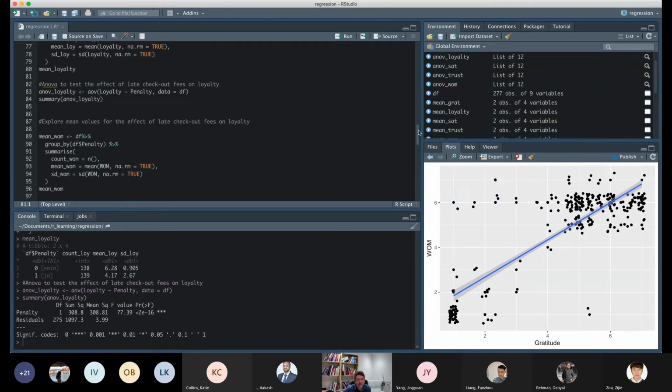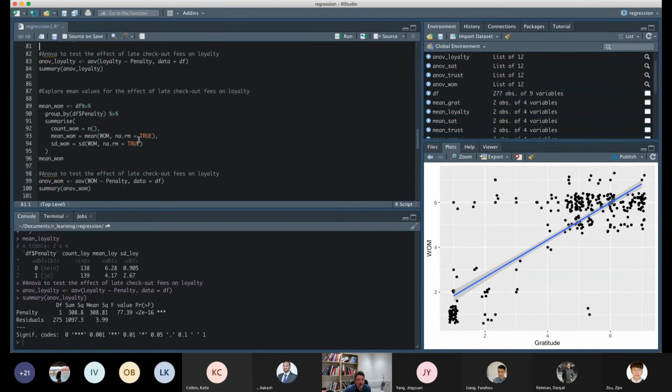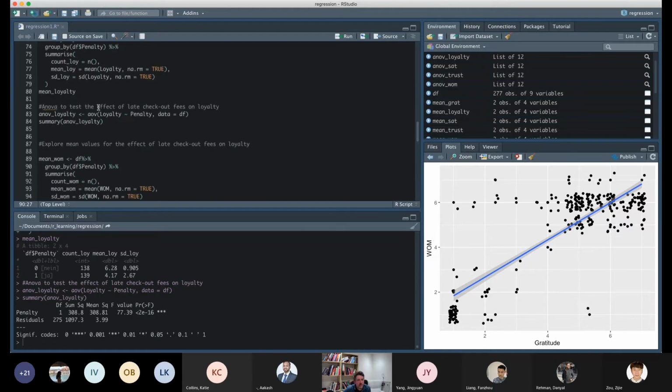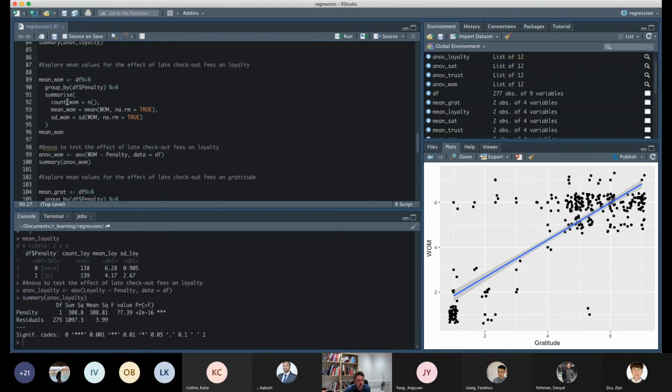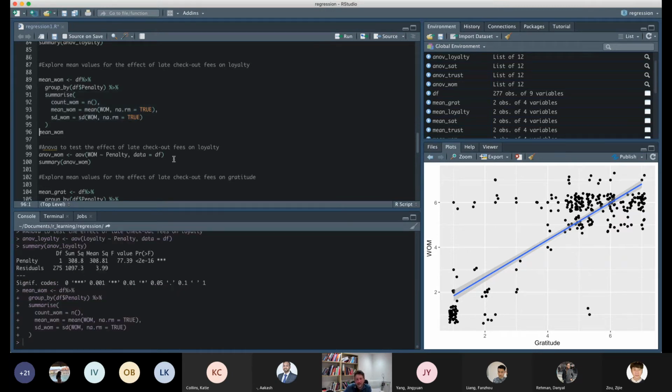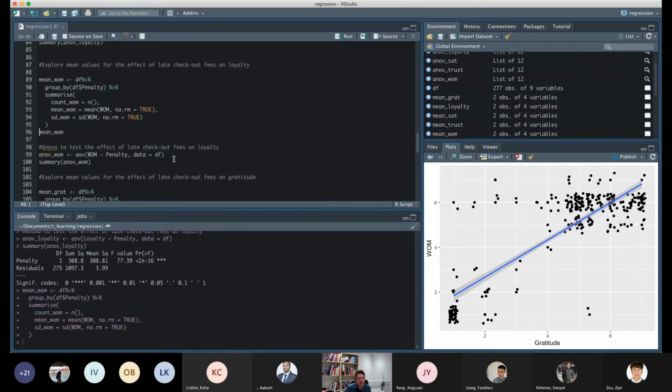Okay, so this was loyalty, and of course, we can have a look at the other variables again. The second step was word of mouth. This is exactly the same code as here. I group by penalty, so looking at the two customer groups, and then I ask R to summarize, to give me some summary descriptives: the number of customers in the two groups, the mean value of word of mouth, and the standard deviation. Exactly the same as I did previously.